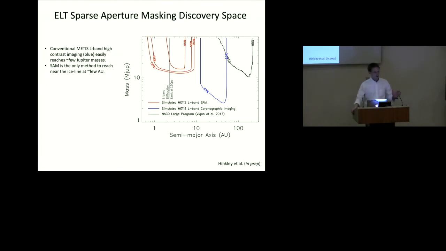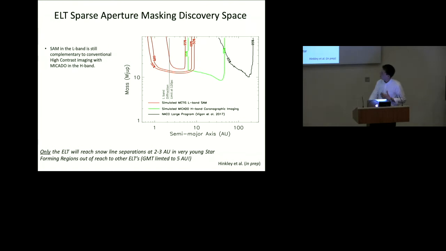So I did this exercise and then I asked, well, wait a minute, what about a shorter wavelength? Couldn't we probably achieve the same thing if we took maybe Rick's instrument, Mikado, and did the same exercise at something like H-band? I basically took a contrast curve for Mikado and did the same thing. And what we find from Mikado is something like this. I didn't know what the results were going to be, but this is what I find.